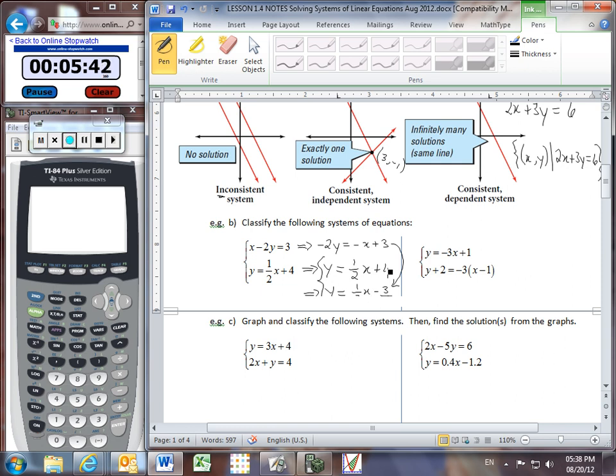I just noticed that, I don't know why I lost a little piece of this. Oh, there it is, it appeared again.